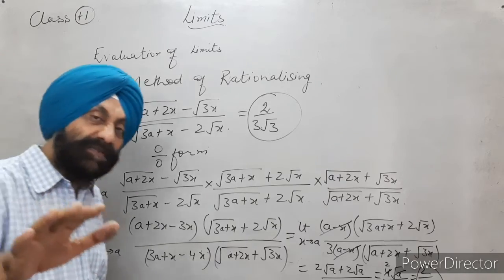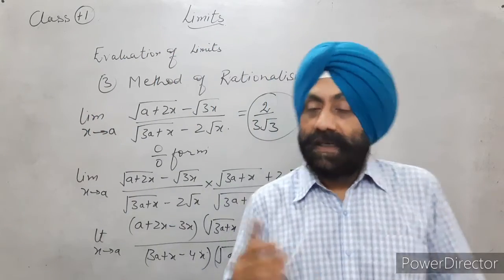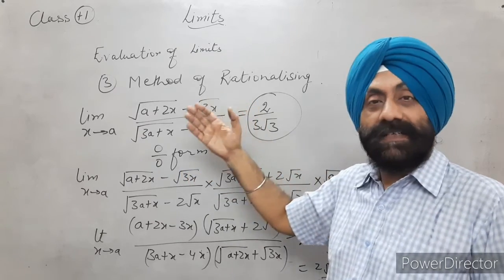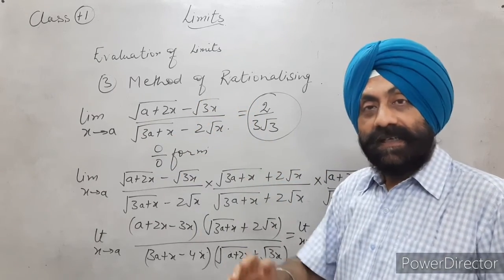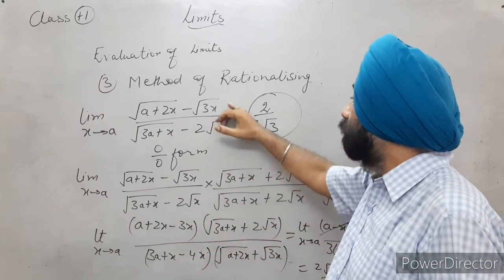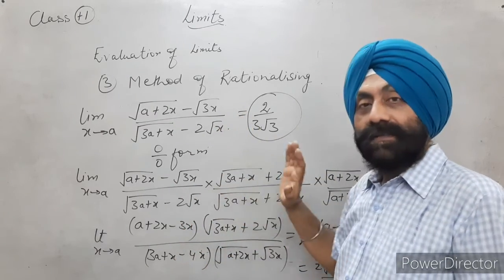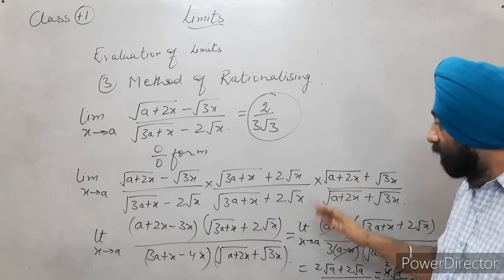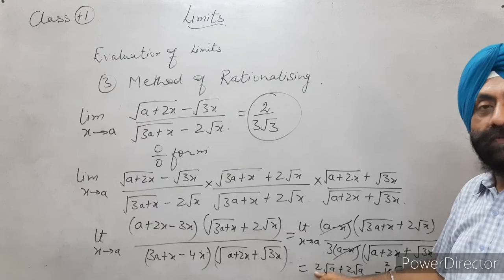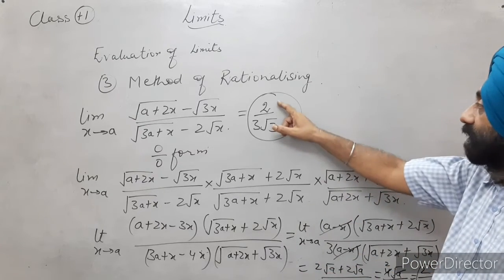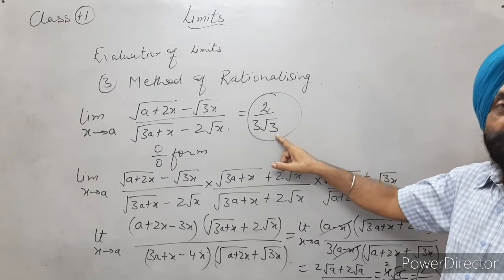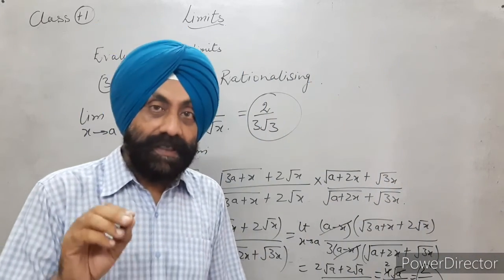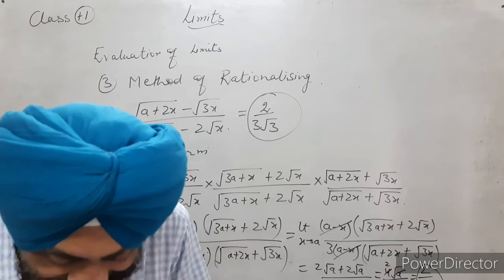It will happen in very few cases, right? In most of the cases, either the numerator is rationalized or the denominator is rationalized. In very few sums, you will find you have to rationalize the numerator as well as the denominator. It will be much easier than substituting the value of x directly to get the answer. That is 2 by 3 under root 3. Hope you have understood this method also, that is method of rationalizing.